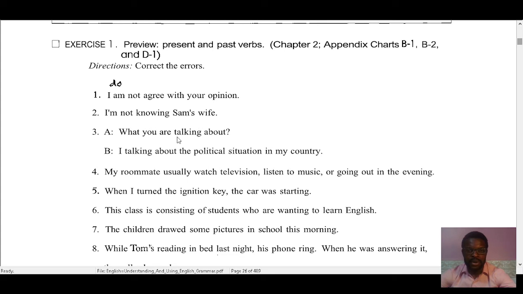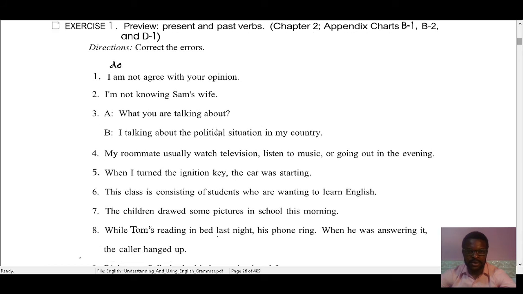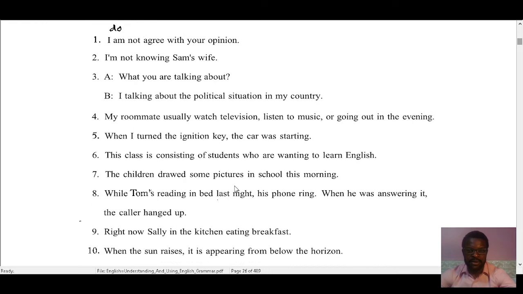Okay, I'm going to leave it here. I've given you a couple of examples. So after doing the grammar section for this, you're going to come back here and see how well you can find the mistakes or the errors in this particular one.